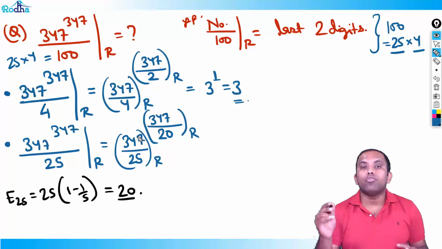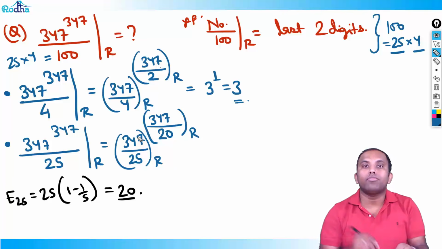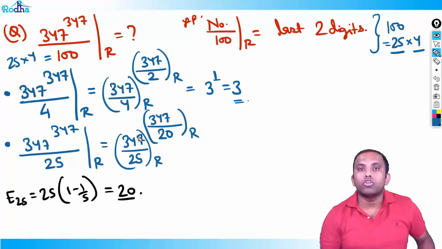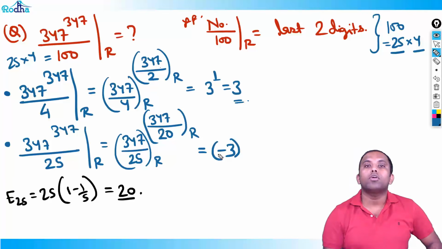So 347 by 25, the positive remainder is 22. But if the divisor is 25, what is the negative remainder? Minus 3. So we should use minus 3, not 22. Negative remainder we use only for convenience because of lesser magnitude. So what is the remainder here? Minus 3.